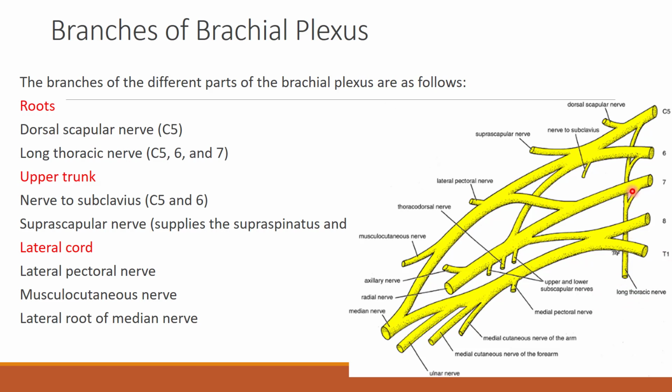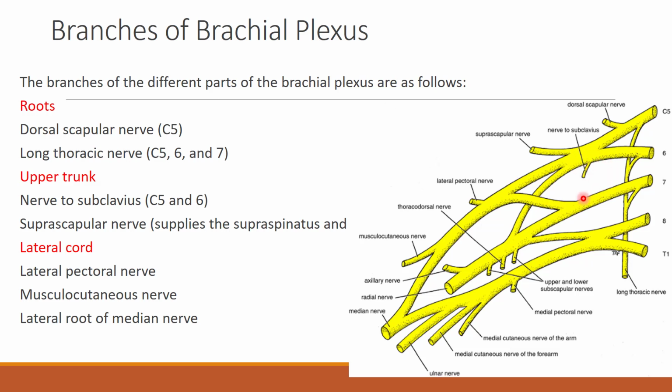So two branches from the roots are present. One is the dorsal scapular nerve, which comes only from C5, and one is the long thoracic nerve, which comes out from C5, C6 and C7. Then from the upper trunk, see here, this is the upper trunk. From the upper trunk, two branches will come out. One branch is named the nerve to the subclavius.